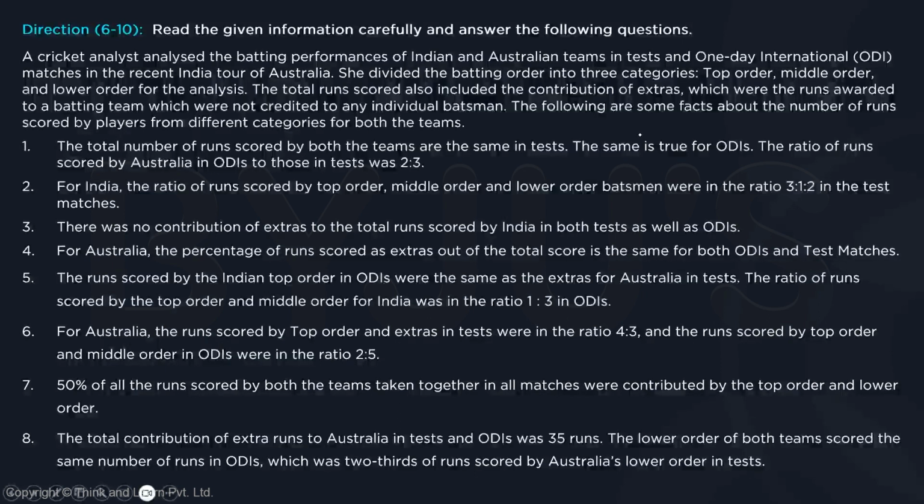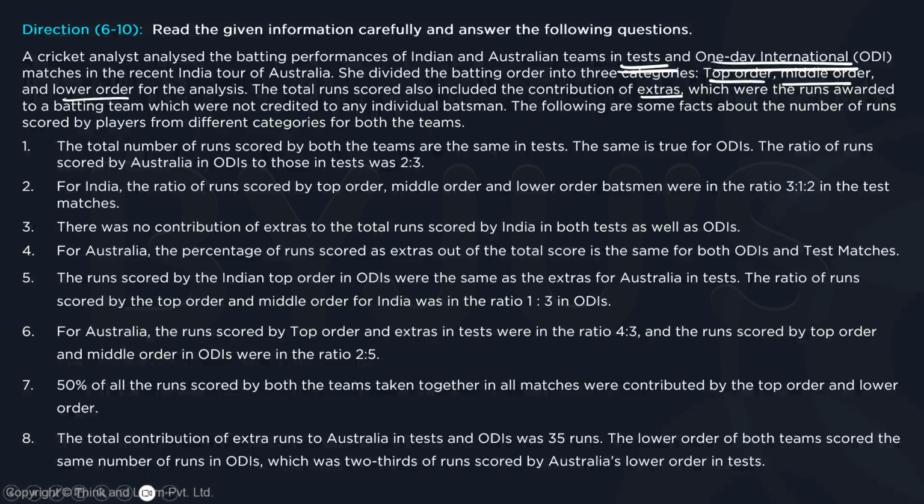The following are some facts about the number of runs scored by players from different categories for both the teams. So we have three orders: top, middle, and lower, and then we do have extras. The total number of runs scored by both the teams are the same in tests. The same is true for ODIs. So we have tests and ODIs being played between India and Australia.